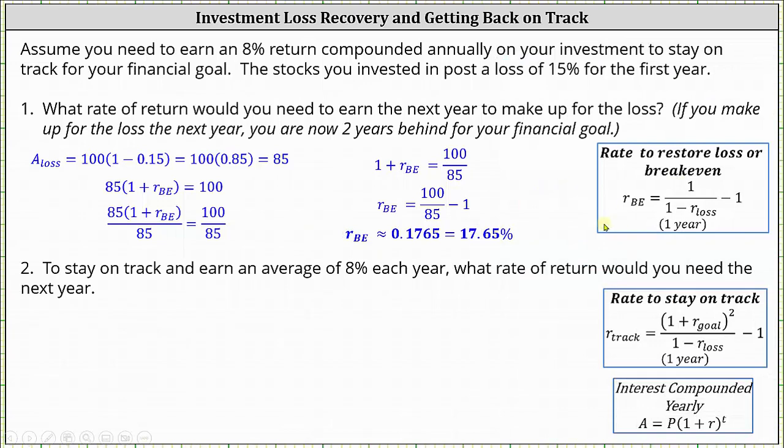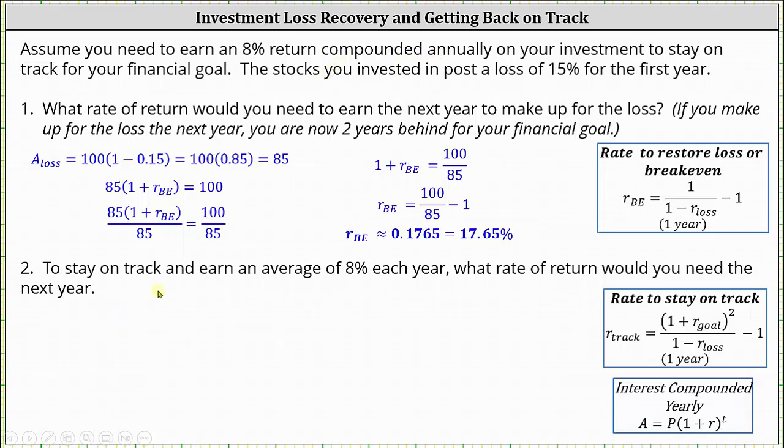In general, we can use the formula shown here on the right to determine the rate in the next year that will restore an investment loss. We have R sub BE is equal to 1 divided by the difference of 1 and the rate of loss, minus 1. I also want to mention, if you make up for the loss in the second year or next year, you are now 2 years behind your financial goal because you needed to earn 8% compounded annually on the investment of $100, which brings us to the second question.